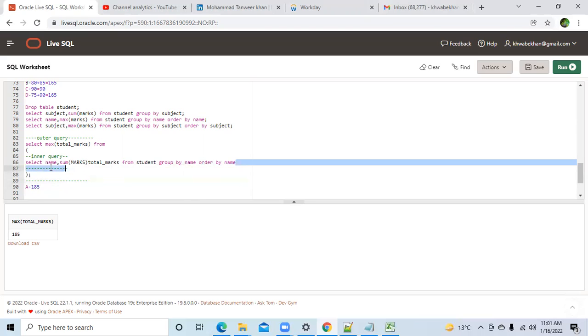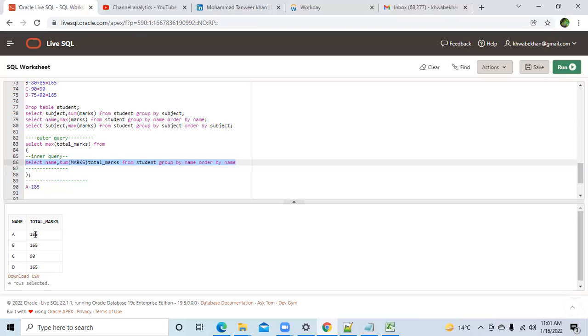Okay, I will repeat the things quickly in 1 minute. This is the first query we have written, and from this query we observed that A has scored total 185, B has scored 165, C has scored total 90, D has scored 165. So individually we got the total marks, but out of this total we want to know who is the topper, who has scored the maximum marks.